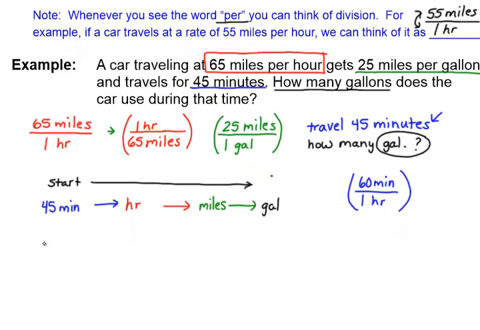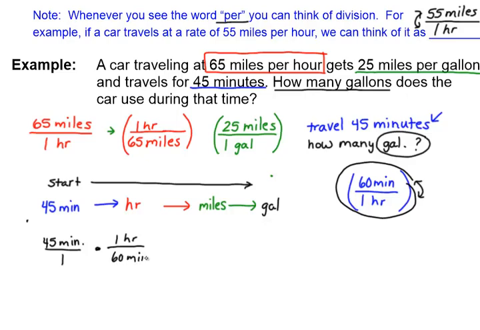Let's start out with 45 minutes. And I'm going to put that over 1 because that's going to be a fraction. Times, we're going to use our changing it to hours. So we're going to use 60 minutes per hour. But remember, I can flip things around. So I'm going to have 1 hour over 60 minutes.